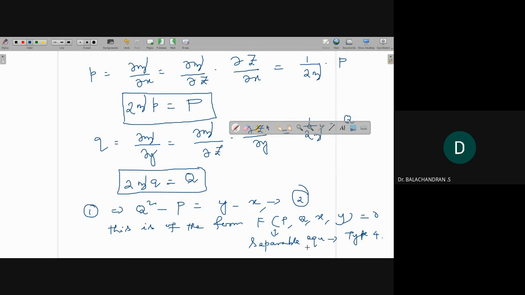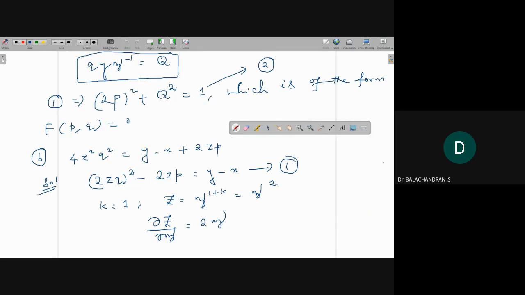P and x on one side, Q and y on the other side, and then you need to proceed. I will check the final answer. If possible, I will tell you the final answer of this problem. 4z square q square. Suppose if you find it in the Veerarajan book, you can tell.